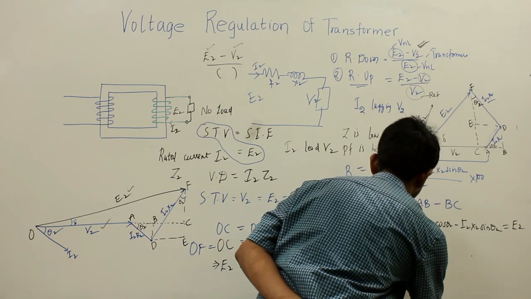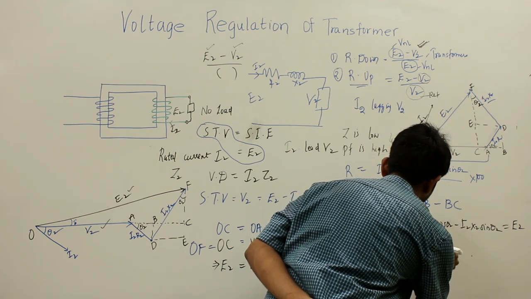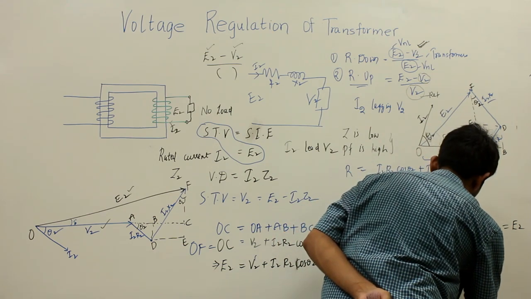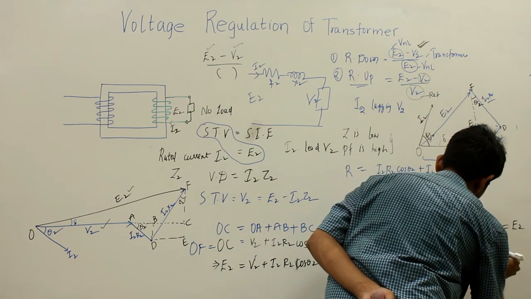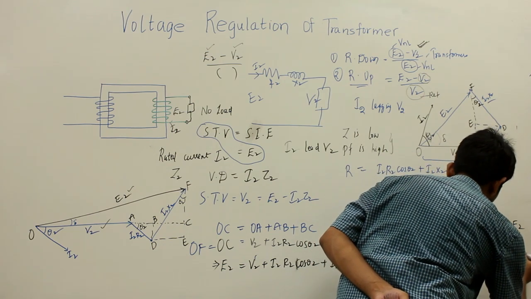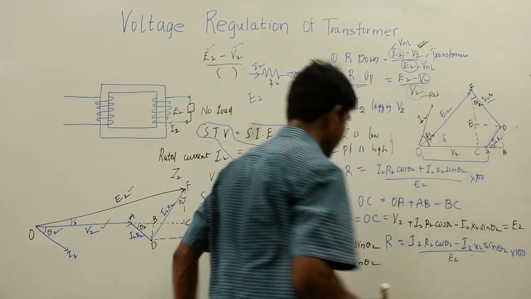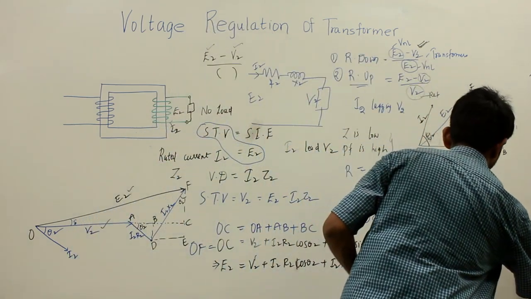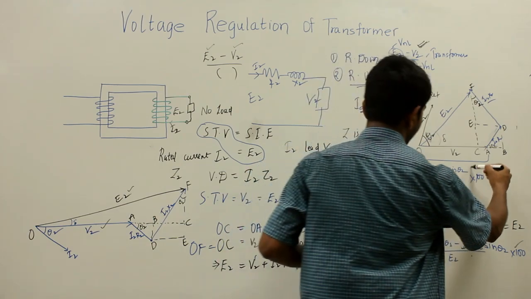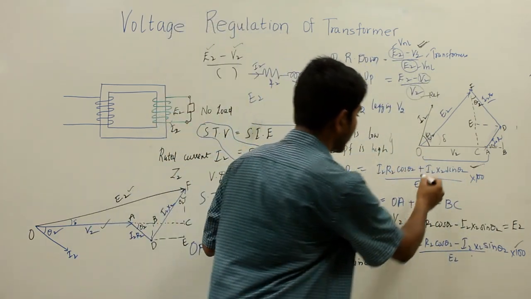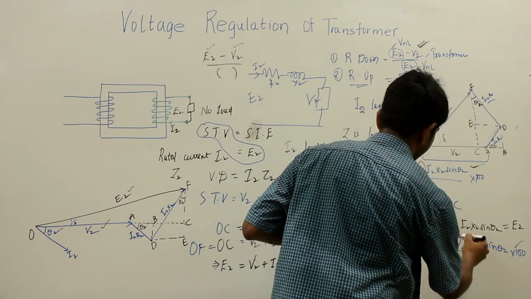The regulation will be I2 R2 cos theta 2 minus I2 X2 sin theta 2 upon E2 into 100. So this is the voltage regulation for a leading power factor, and the other is for a lagging power factor. The only difference we notice is that here you have plus and here you have minus.